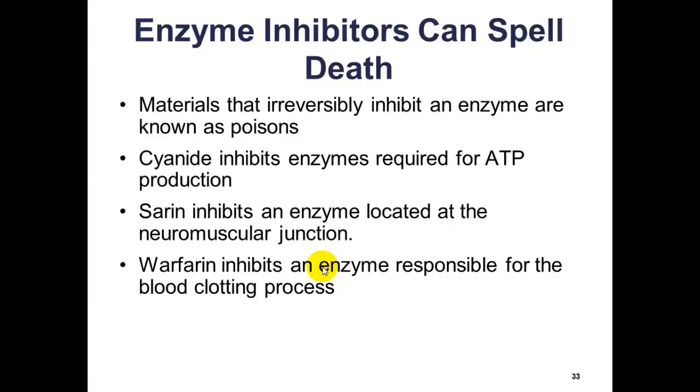And there are several poisons that do that. One of them is cyanide. Cyanide turns the enzyme off that's needed to make ATP, right? And we learned ATP is super important, so if we can't make it, we die. Sarin turns the enzyme off that's important in the signaling process between your nerves and your muscles, so it paralyzes you. And warfarin turns the enzyme off responsible for blood clotting, and is actually a medication that's given to people to thin out their blood. It's a blood thinner.